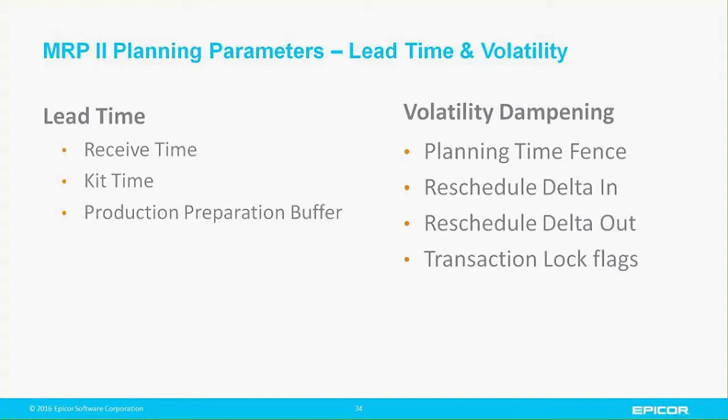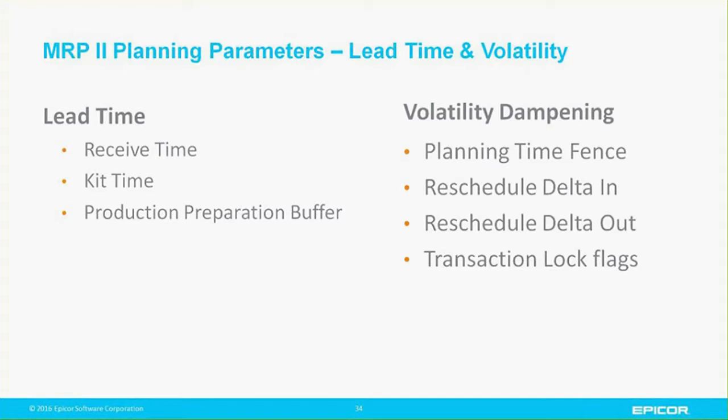There are some additional parameters that can also be set at the part site level that influence the behaviour of the MRP II process. These can be divided into two groups, those that affect the lead time and those which affect the volatility of change suggestions generated by the MRP II process.